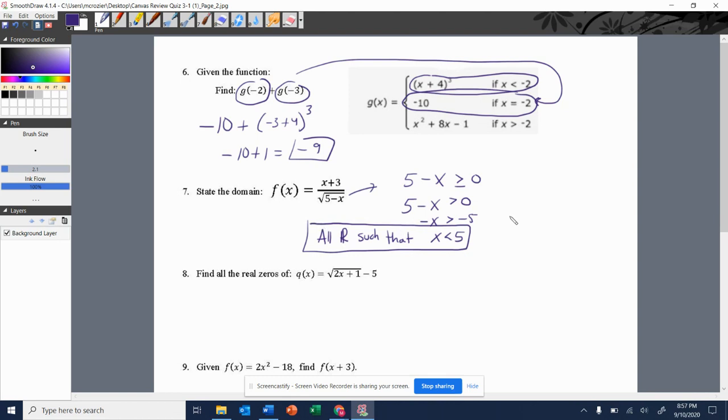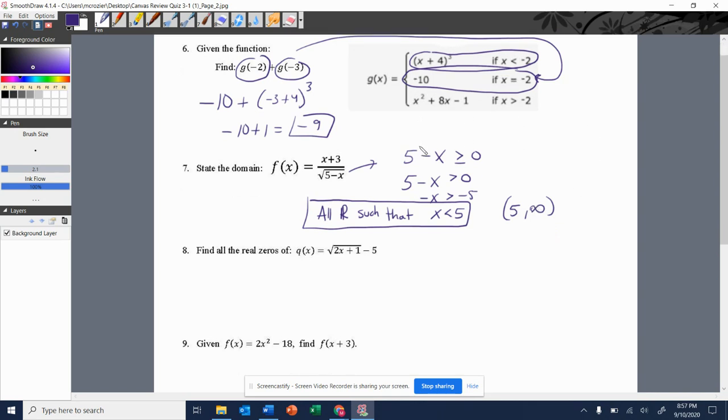If you want to do it in interval notation, well, we're going to start at 5 and go to infinity. Either one's acceptable on the test.